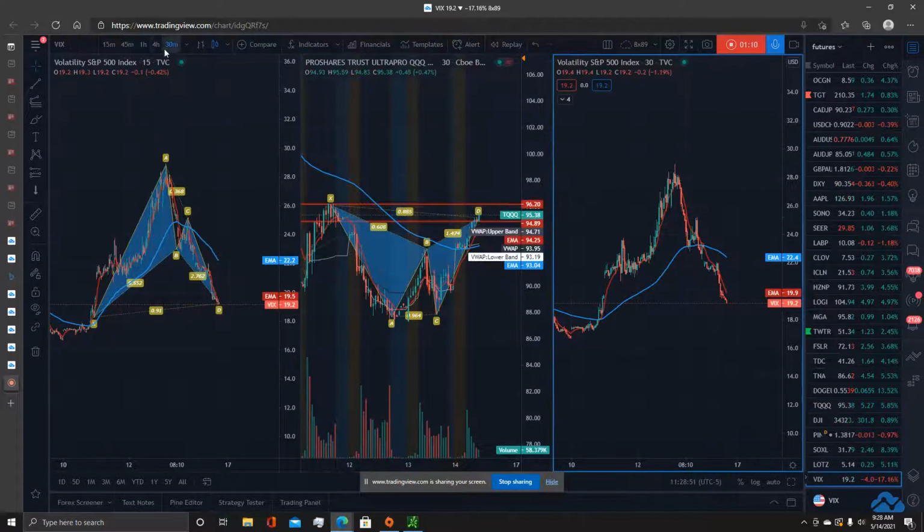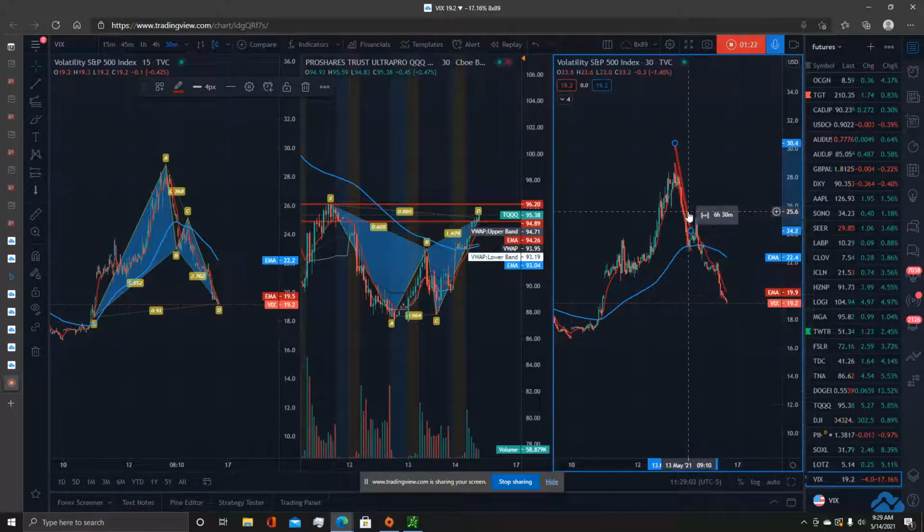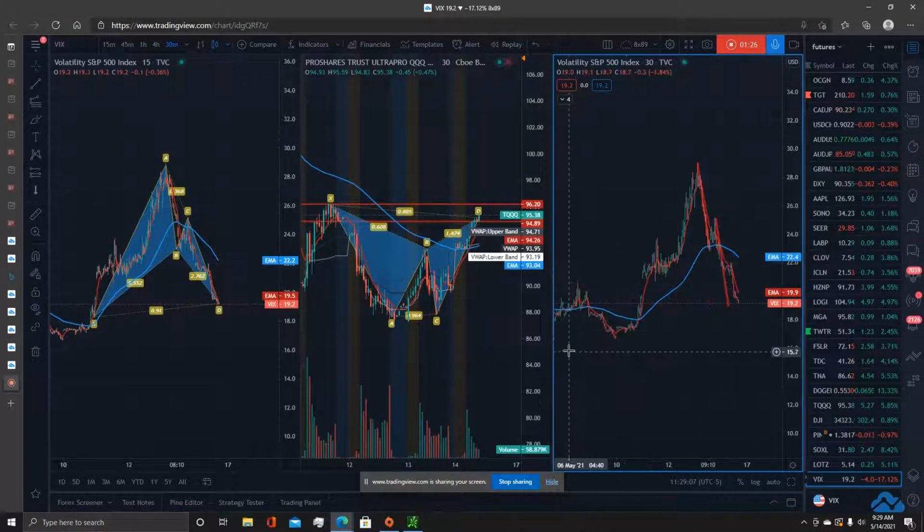And then again on VIX, this is the first thing that brought me to even consider looking for bearish patterns. And again, we have an A, B, C, D. Once you start seeing these, you can start looking for bounce zones, okay?